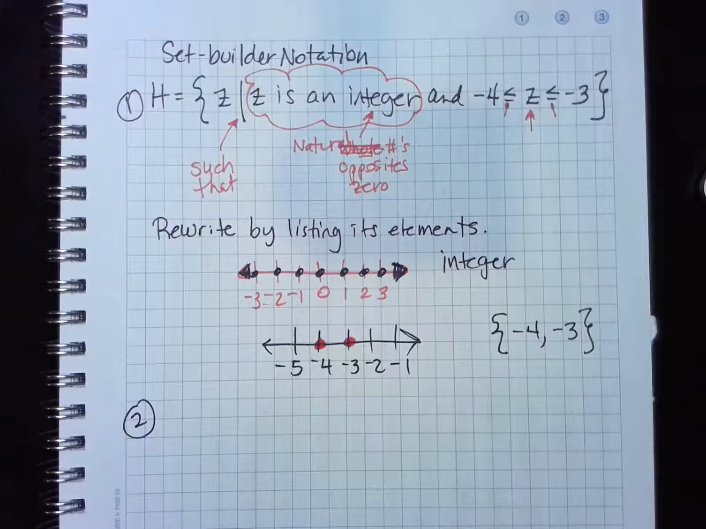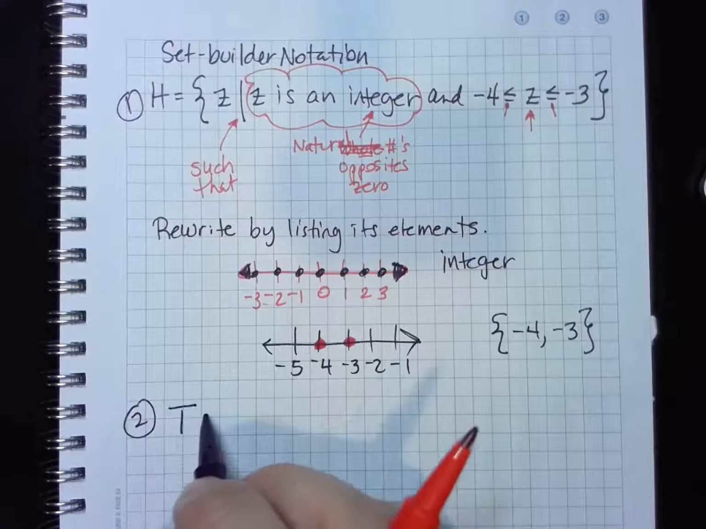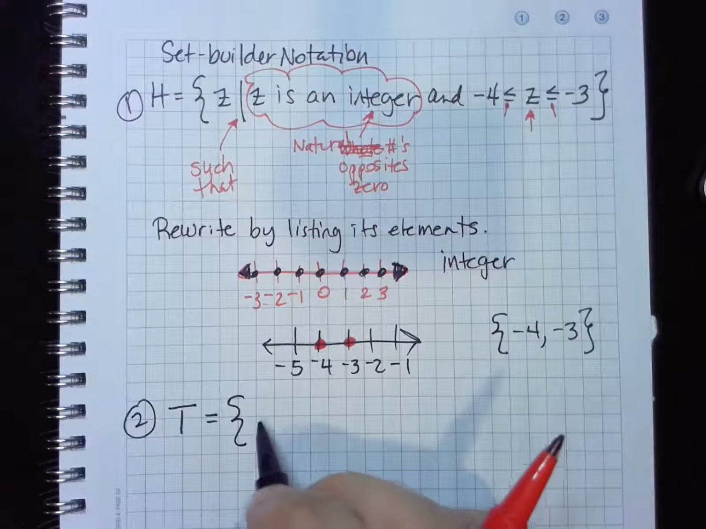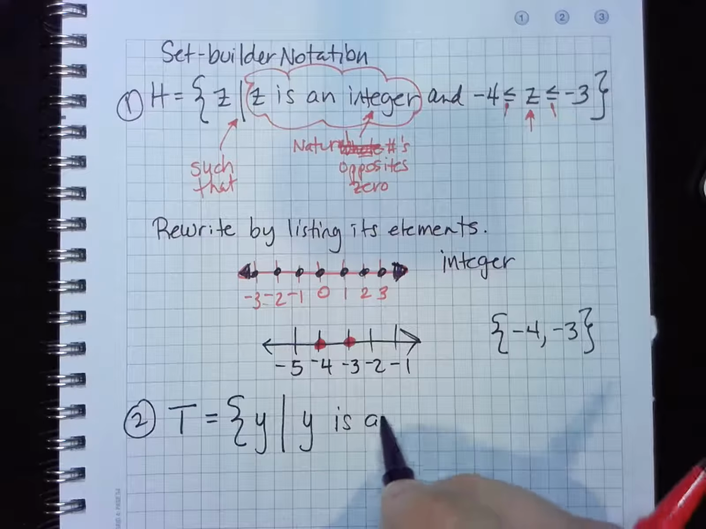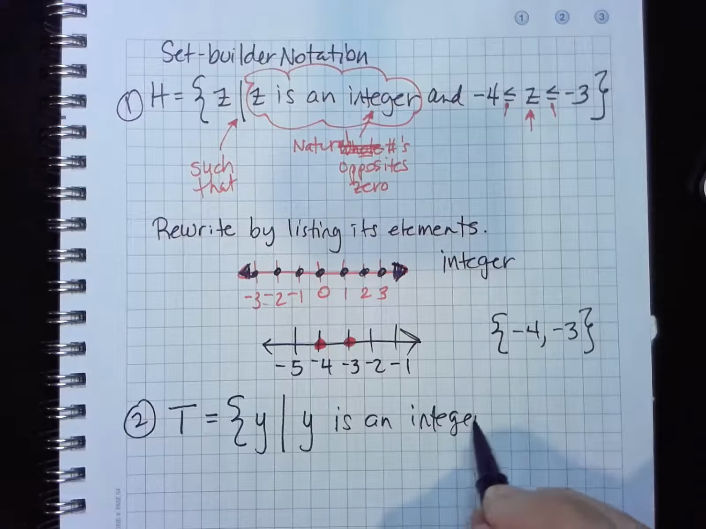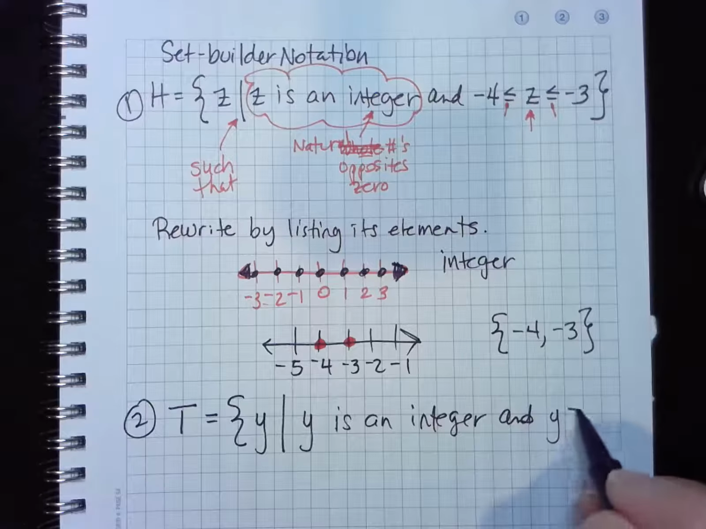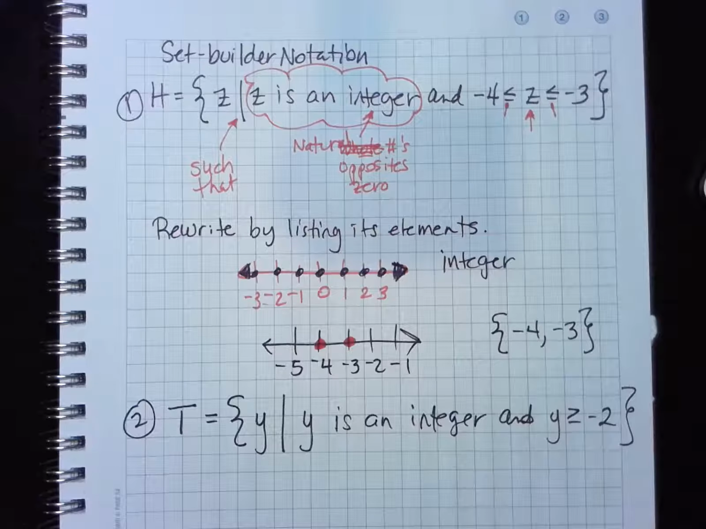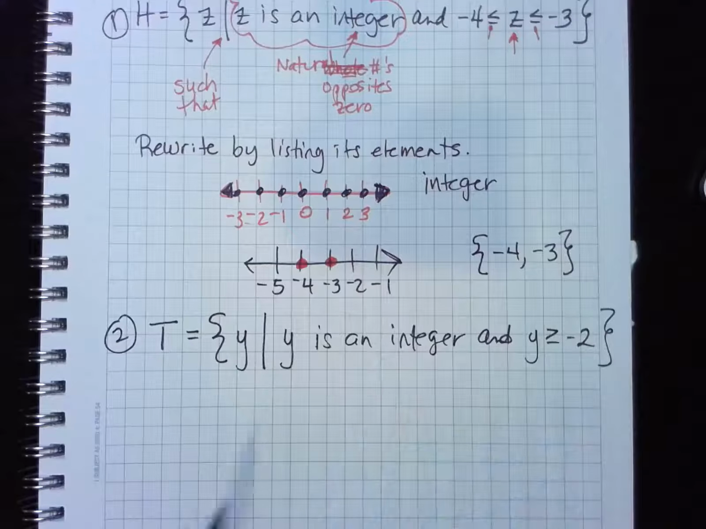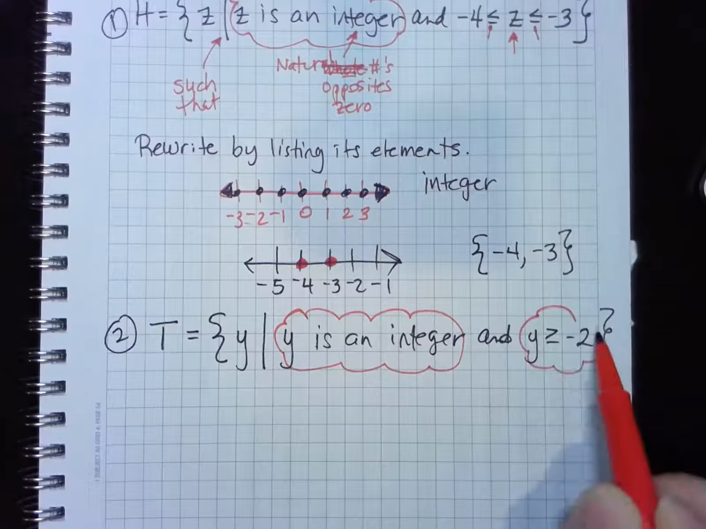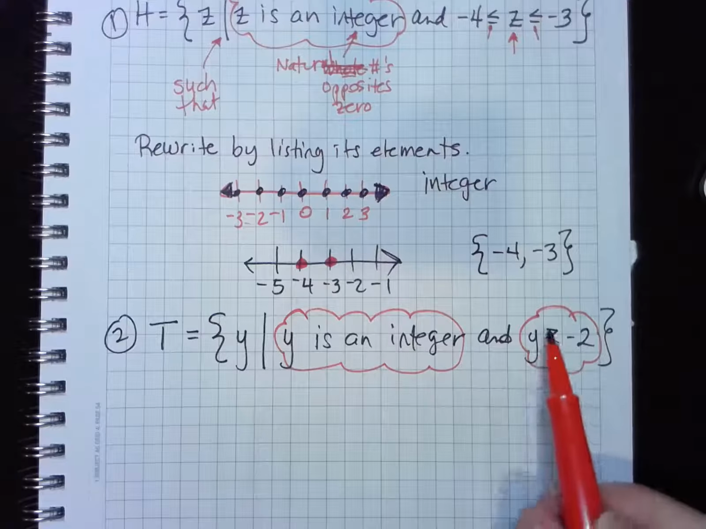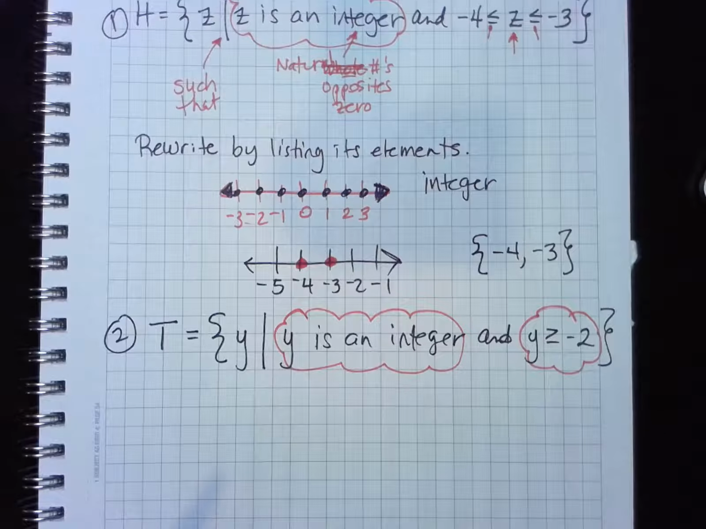Let's look at another example. Okay, so this time I have a set T, and it's the set containing y such that y is an integer. Oh, we're back to that integer thing again. And y is greater than or equal to -2. So I have two conditions again this time. The first condition is it has to be an integer. And the second condition this time, it says it just has to be greater than or equal to -2.